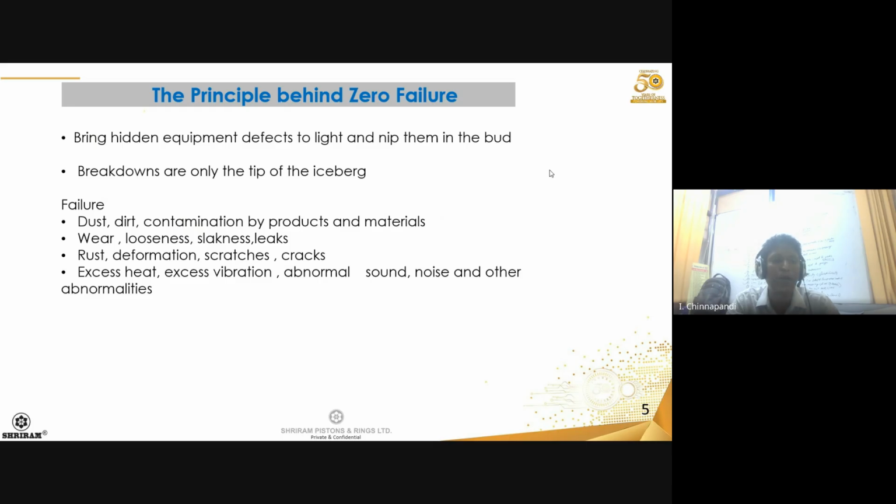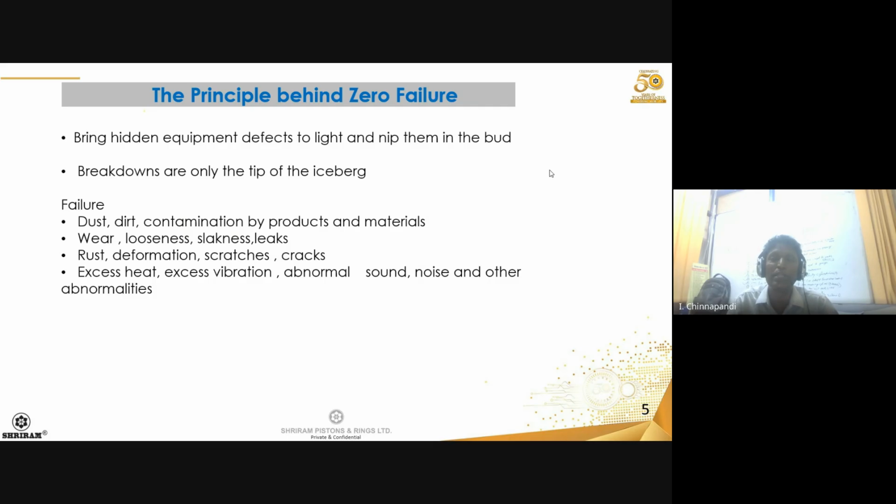The principle behind zero failure is bringing hidden equipment defects to light and nipping them in the bud. Breakdowns are only the tip of the iceberg. Failure can create dust, rust, contamination, wear, loosening, and excess heat. These are the causes of failure. When the equipment is made, it is designed in such a way that it should not fail.